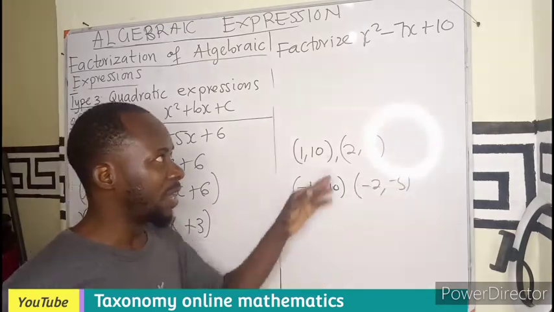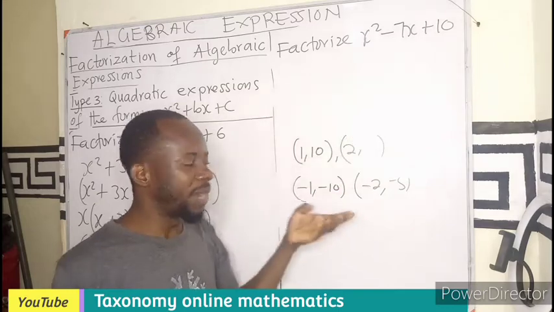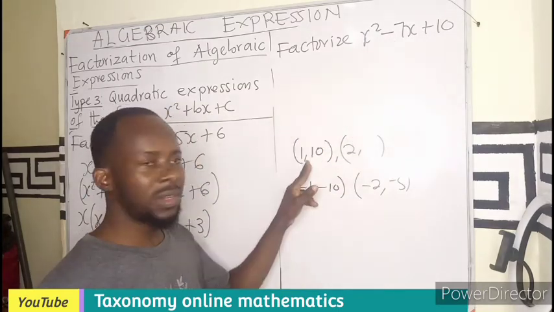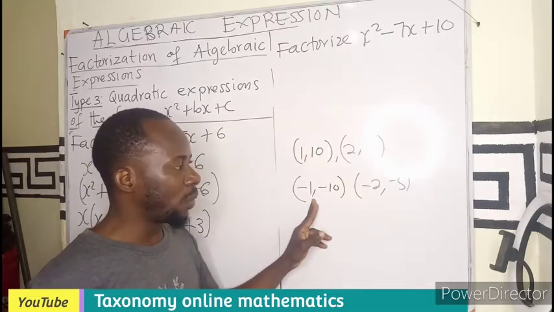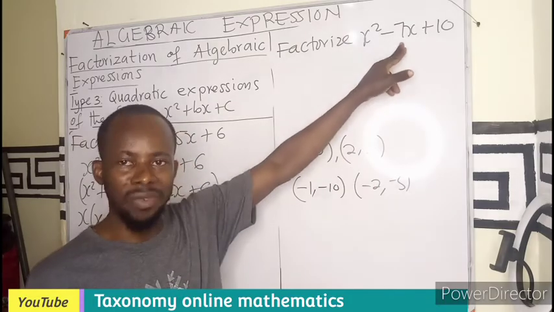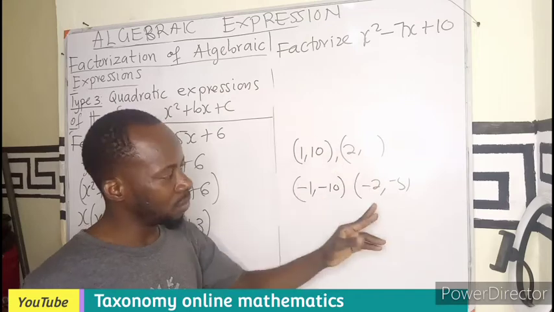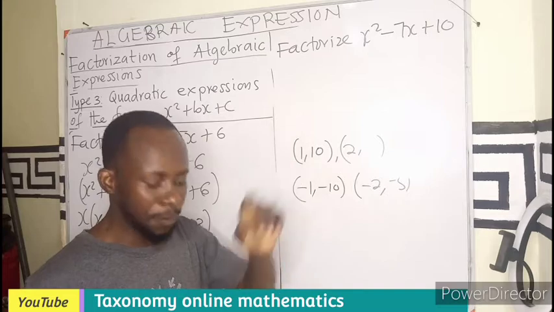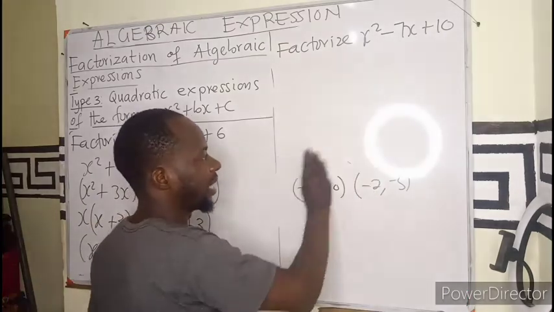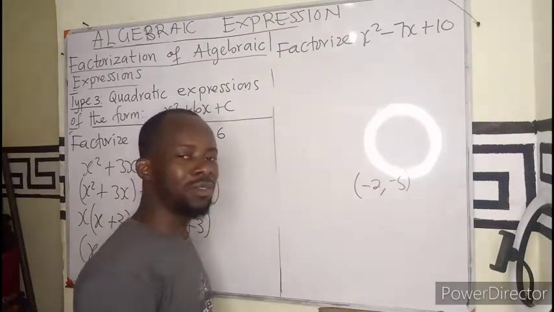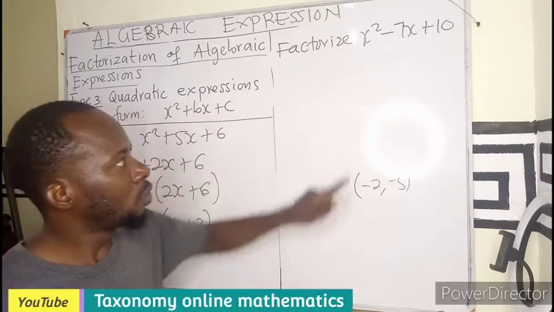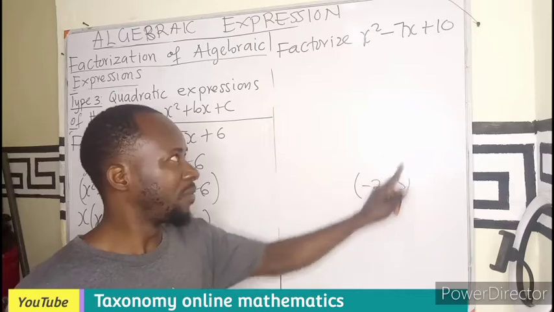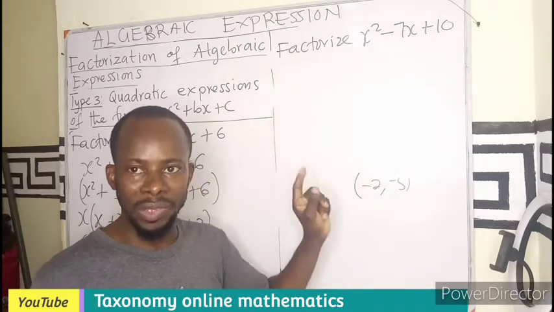Alright, so we are going to look for a pair that multiply. Obviously, they all multiply to give us our 10. So we look out for the one that will sum to give you -7. This is out. This is out. This plus this is +7, not negative, so it's out. -2 plus -5 will give you -7. So it means the factor that you are looking for is -2, -5.